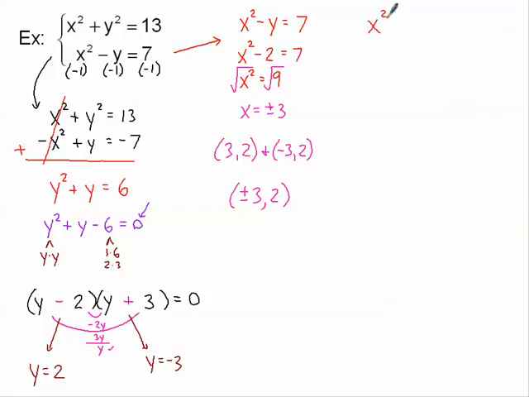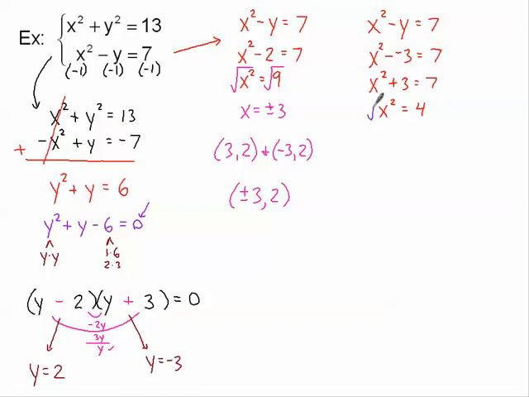We've got x squared minus y is equal to 7. So that means that x squared minus negative 3 is going to be 7. This, of course, is x squared plus 3 equals 7. I'm going to subtract the 3, and hey, I get another perfect square.